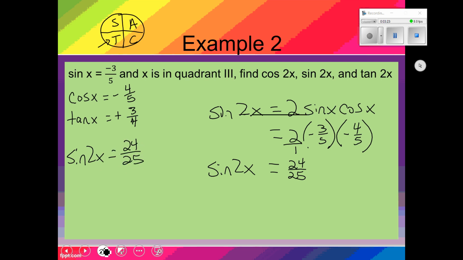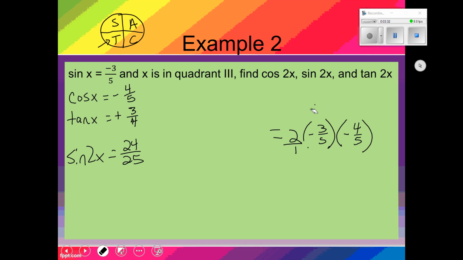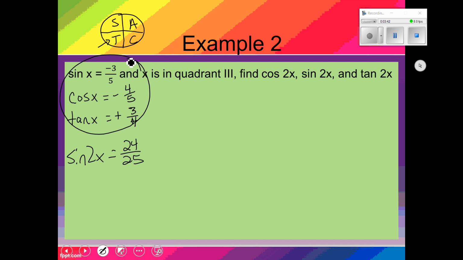So the sine of 2x is equal to 24/25. Now, someone made a good point yesterday. They said, Miss Corns, I thought we were in quadrant 3, meaning that the sine should be negative. Why is it positive? You have to remember, these are where we're starting. These are the sine, the cosine, and the tangent. We're starting in quadrant 3.